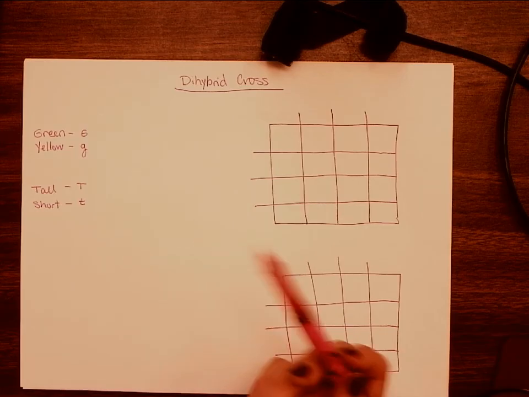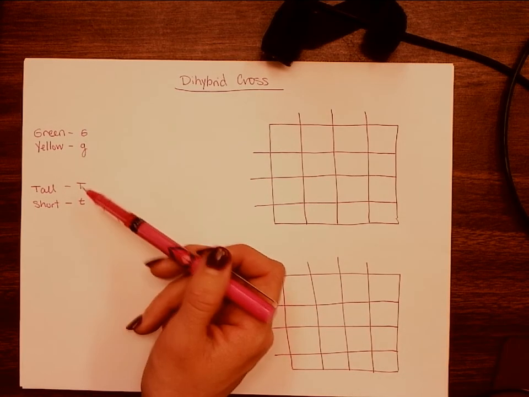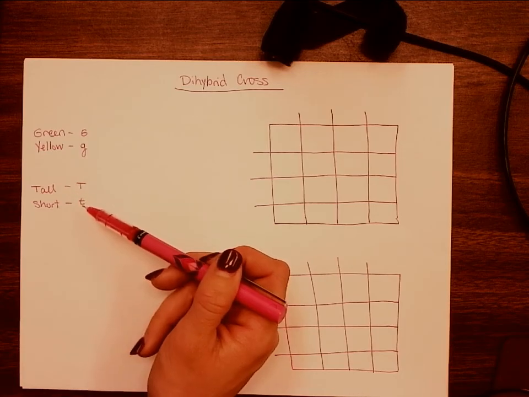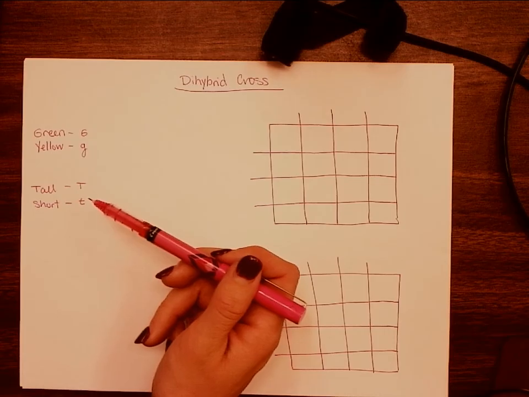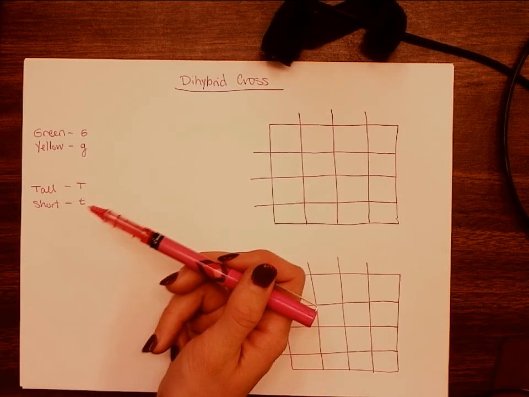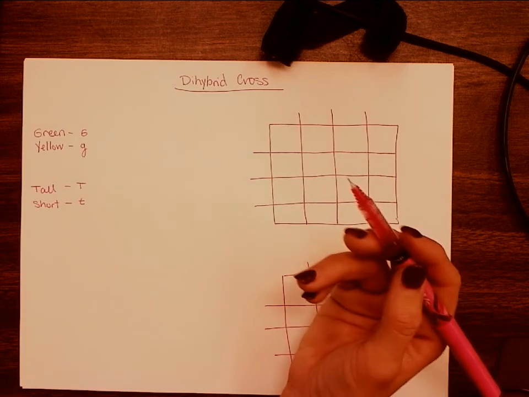We're going to be talking about pea plants having a green dominant over yellow, or a tall plant dominant over a short plant. So these are the two traits that we are going to look at, how they are combined when we are going to cross-pollinate these plants here.